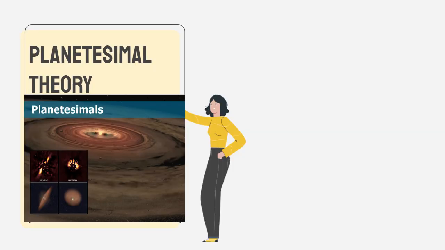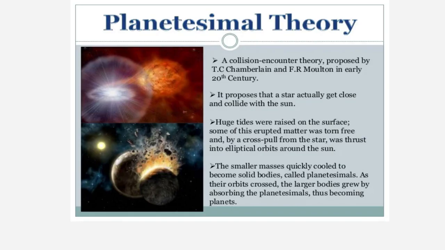Next, we have the planetesimal theory. The planetesimal theory was formed from the material of the solar nebula. The solar nebula is thought to have been a disk-shaped cloud of gas and dust that remained after the formation of the sun. It also proposed that a star actually got close and collided with the sun. As a result of accretion, the small-sized dust grains begin to clump together as they collide.